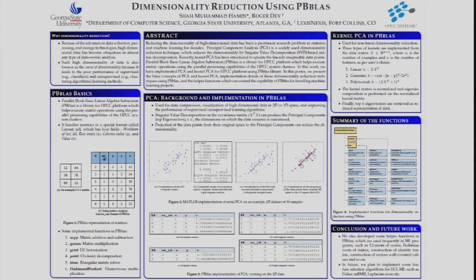And we implemented 3 types of kernel for this algorithm. A kernel is just a similarity matrix between each pair of the data points. We have implemented linear kernel, Gaussian kernel, and polynomial kernel. When we have the kernel matrix, we normalized those matrices. And finally, we did the eigen decomposition, which we developed in the first part of our project.